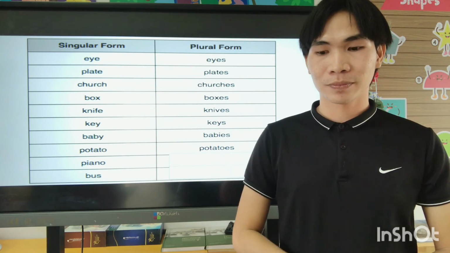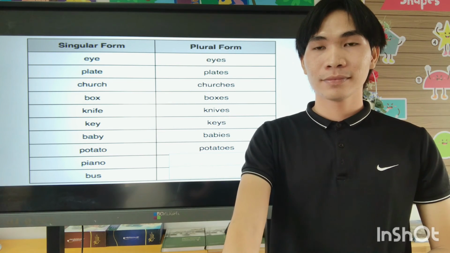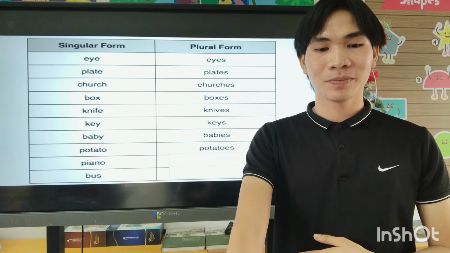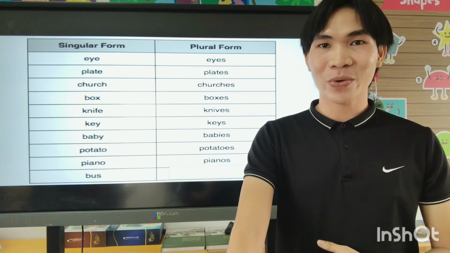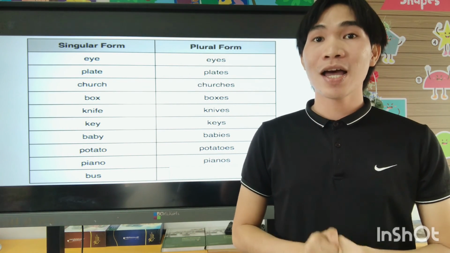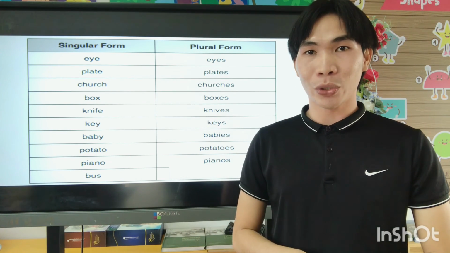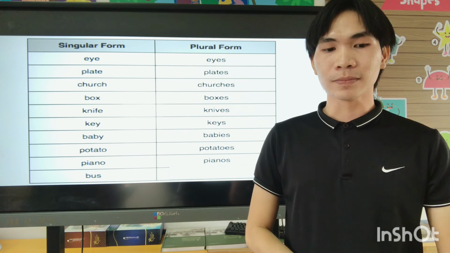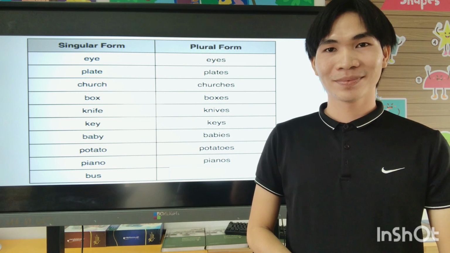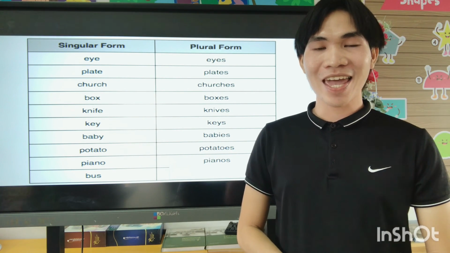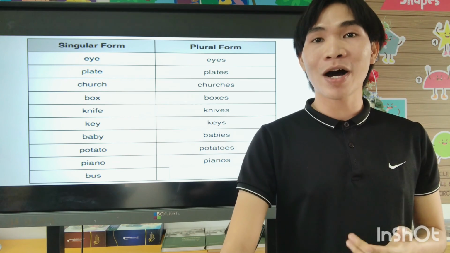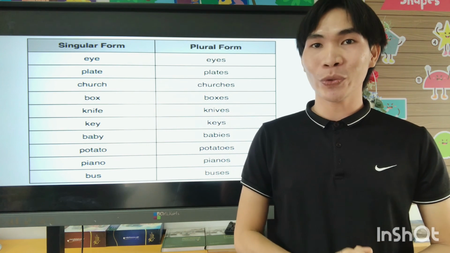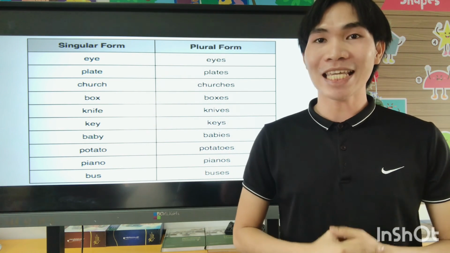Piano. Okay, let's check your answer. Pianos. So we just have to add S. First rule. How about bus? Okay, so the plural form of bus is buses. Second rule, add ES.